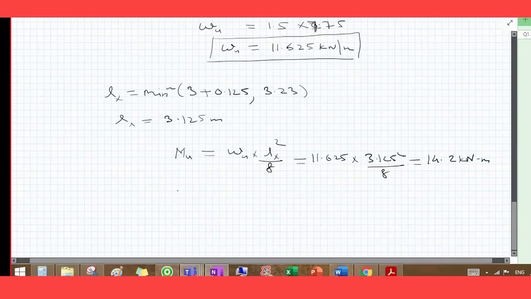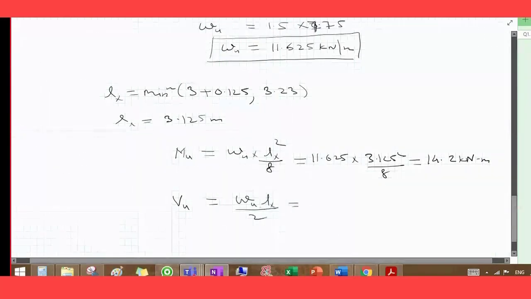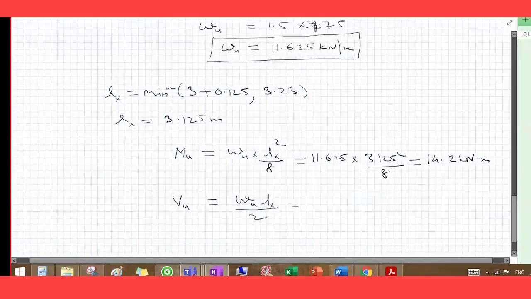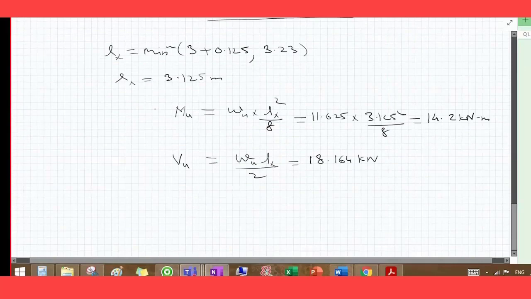Next, shear force you have to compute, because ultimately we need to check the shear stress, and that is going to confirm whether the trial depth which you have selected is okay or not. So VU, that is the shear force, since again it's a simply supported slab and 1 meter strip, will be WLX divided by 2. If I substitute the values of WLX and 2, you are going to get 18.164 kilonewton.